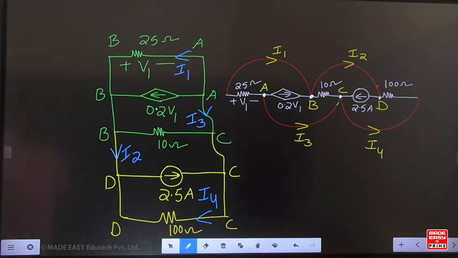Always before solving the problem, focus on the connections. If you are able to identify the connections, we can easily simplify the network.